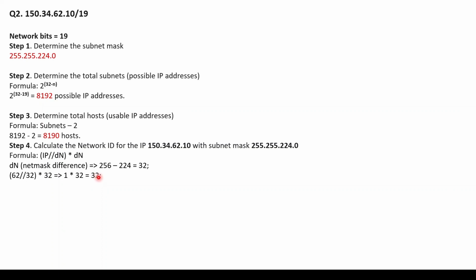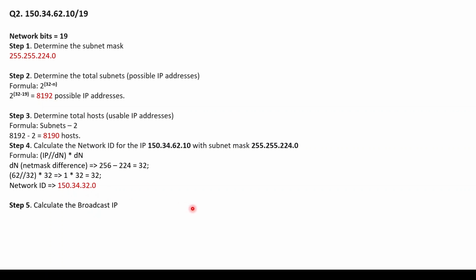Substituting this 32 into the IP range, we have 150.34.32, which is what we calculated at the octet of interest. Whatever octet is rightmost of our octet of interest is turned to 0. Therefore, our network ID is 150.34.32.0.